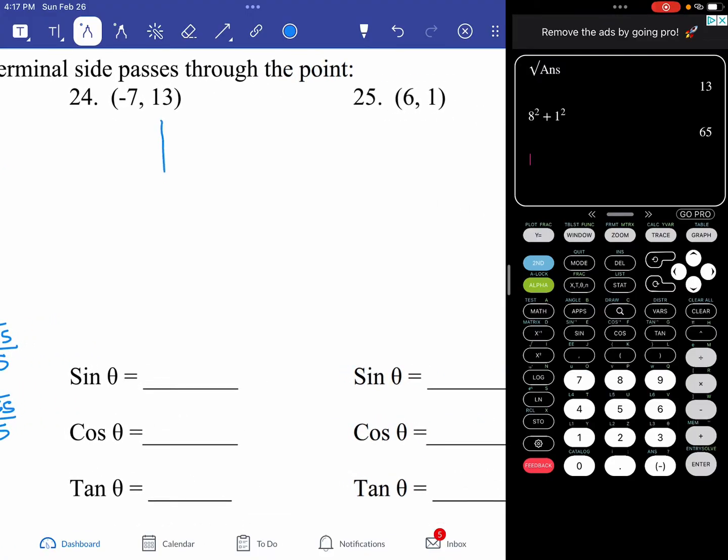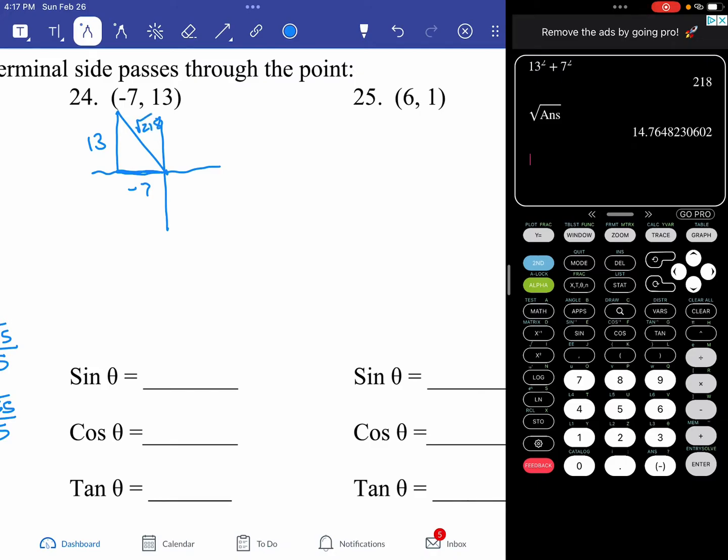24. Here we go. Draw our picture. We have negative 7. And we have positive 13. So we're going to find the hypotenuse. We have 13 squared plus 7 squared. Gives you 218. And that's not a perfect square. So we're going to leave it as the square root of 218.